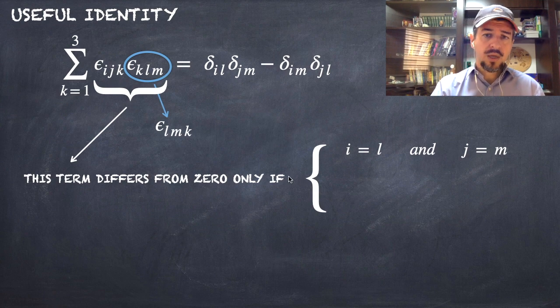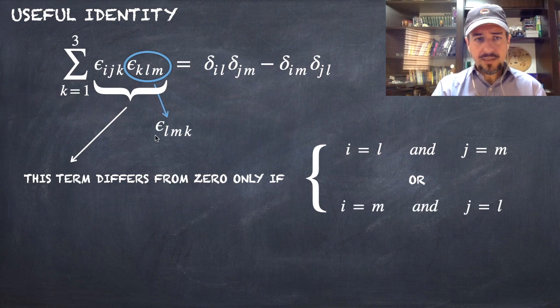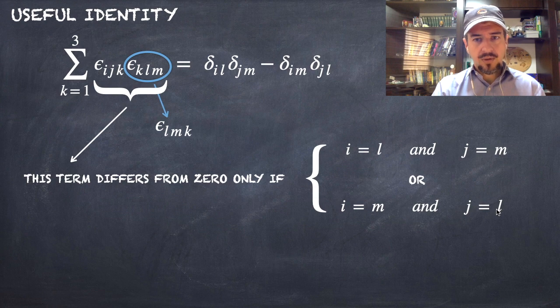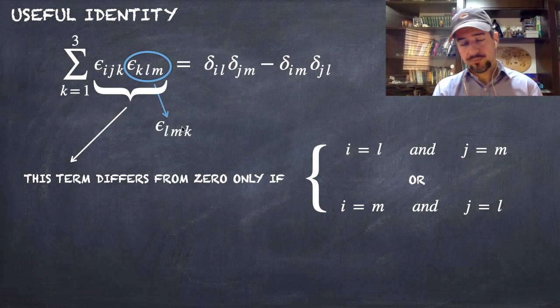And the product is going to be plus 1. The other situation where this term differs from 0 is when i is equal to M, the first index equal to the second index of this tensor, and J is equal to L. In that situation, the product of this epsilon and this epsilon is going to be minus 1, because if one is plus 1, the other one is going to be minus 1. So the product is going to be minus 1.